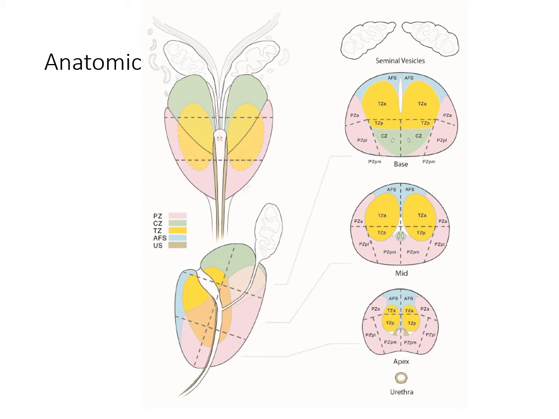So you've got the base, the mid gland, and the apex, and at these levels, base, mid gland, apex, you need to see exactly where you are: peripheral zone, transition zone, anterior fibromuscular stroma, okay? And the central zone will be more visible only in the base, really. And if there's BPH, you may not even see it at all.